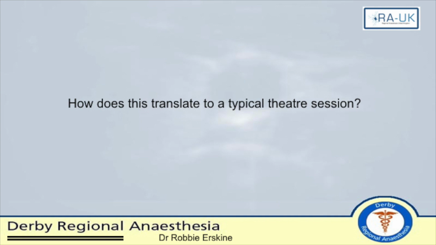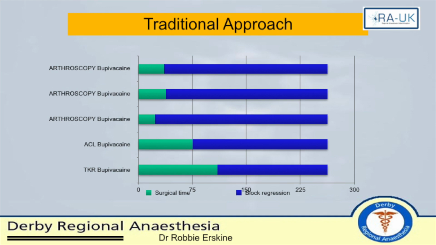So how does it translate to a typical theatre session? This is your low-dose bupivacaine with opioid, the traditional approach: an arthroscopy using bupivacaine, an ACL with bupivacaine, and a total knee with bupivacaine. This may be using low-dose bupivacaine, but they still get a very long time to block regression. But the surgical time, as you see, does not really suit the length of the spinal anaesthetic.